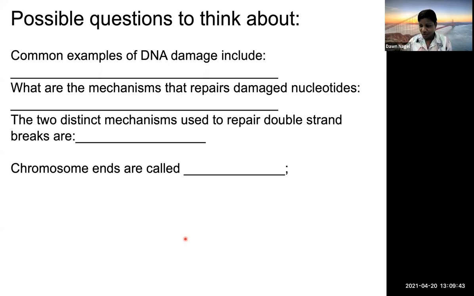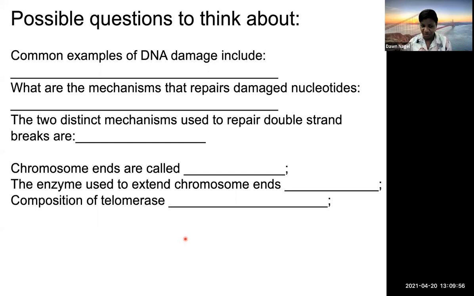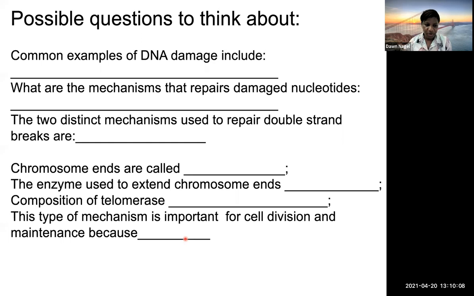What are the ends of chromosomes, right? Know what they are. Know the enzyme that's used to extend these chromosome ends, and that's very related. And what is telomerase composed of? You should remember what telomerase is composed of, because that is actually important for its function, to be able to extend the DNA. So thinking about the composition of telomerase is important. You will definitely see that type of question.